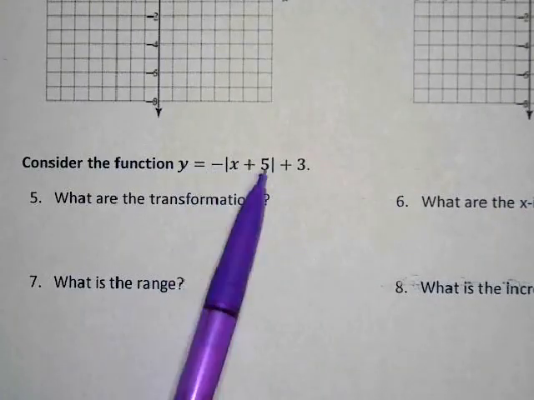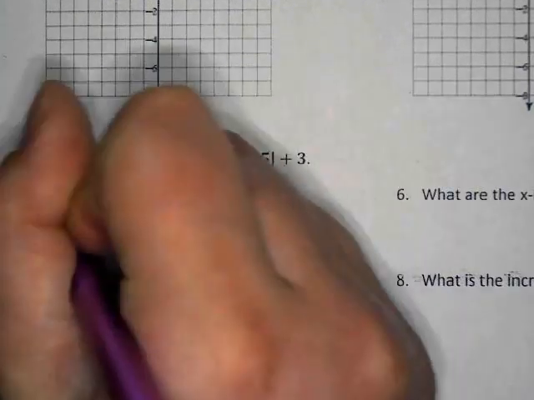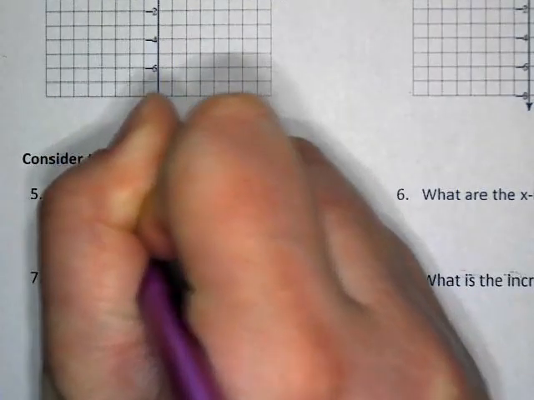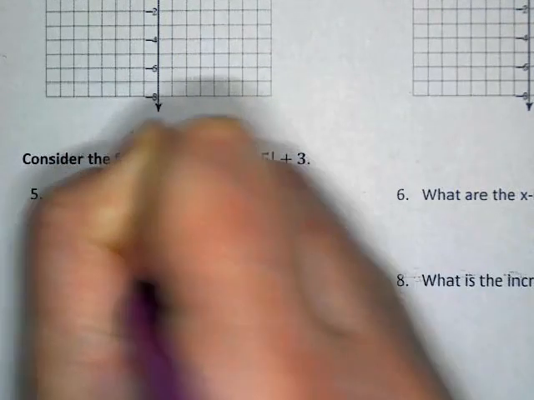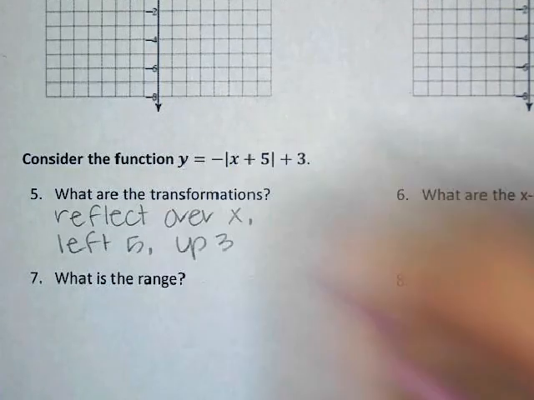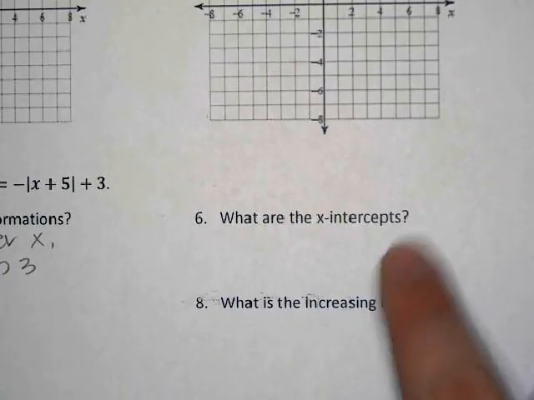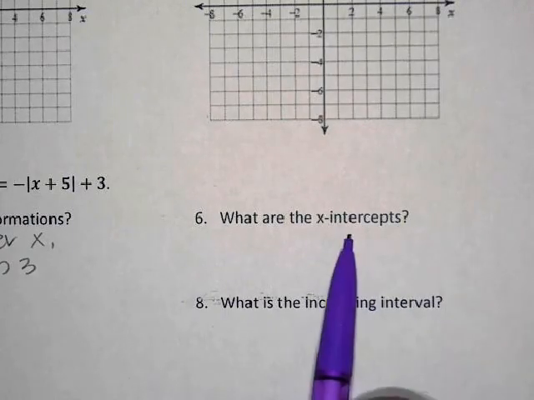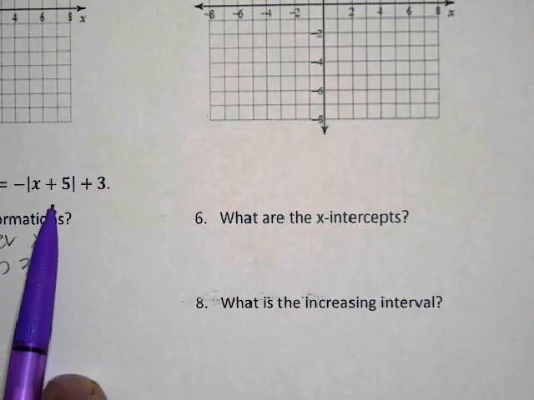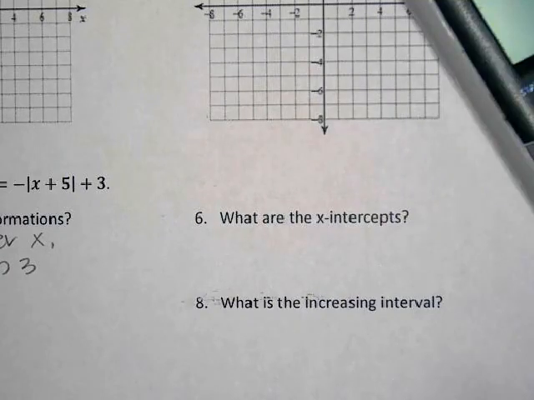What are the 3 transformations you guys can see? Reflect over X. Okay, what else? Left 5, up 3. Okay. X-intercepts, how do we do that? How do we find the x-intercepts? Does that just come from our brain or come from the equation? How do we find the x-intercepts? We type it in Desmos and we look on the graph.